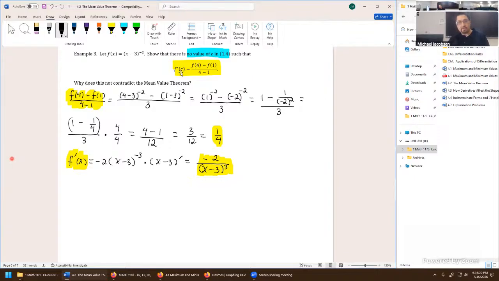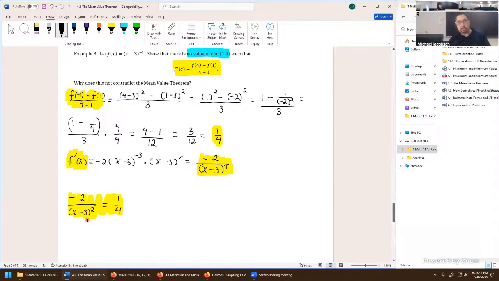For f prime at c, I'll just leave this in terms of x still. -2 over x minus 3 squared. If you wrote it as c minus 3, no harm done. That's really a stylistic choice for doing this problem. Let's set equal to this part right here, which we meticulously calculated to be 1/4. So here's the whole equation.